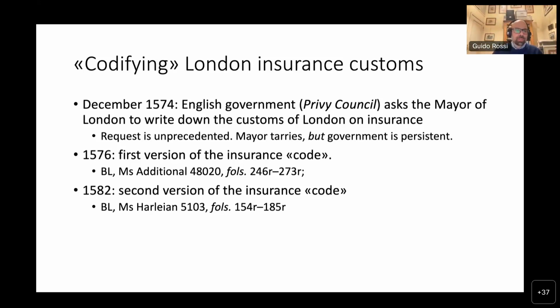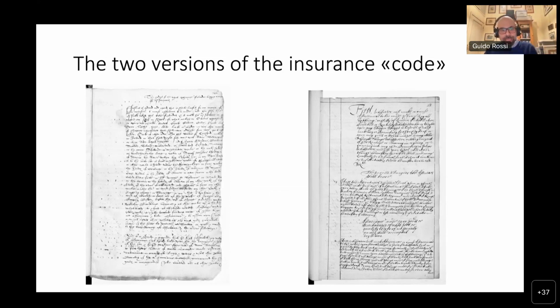1.5 years later, by the summer of 1576, already a first draft of this compilation, or this code, if you like, was ready, was written, and is preserved in a single copy in the British Library. A few years later, we have the second and more refined final version of this insurance code, by 1582 for sure. Here you can see the first page of the two versions. On the left you have the earlier one, and then you have the final one on your right. You see it's slightly more elaborated. You have short summaries for each article. First you have a summary of the article, and then you have the text.